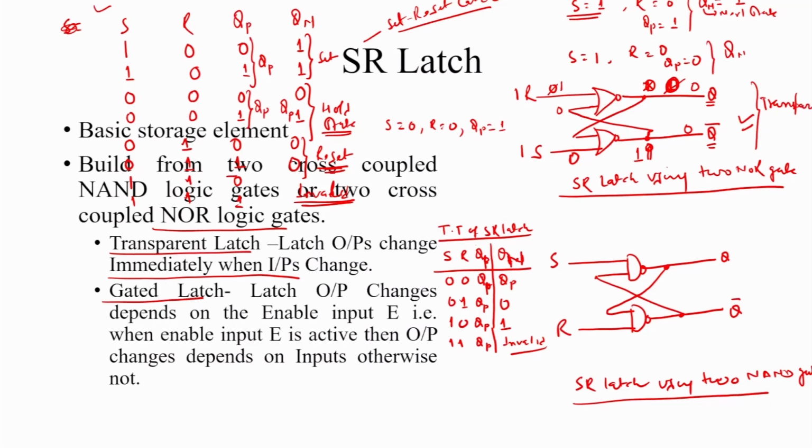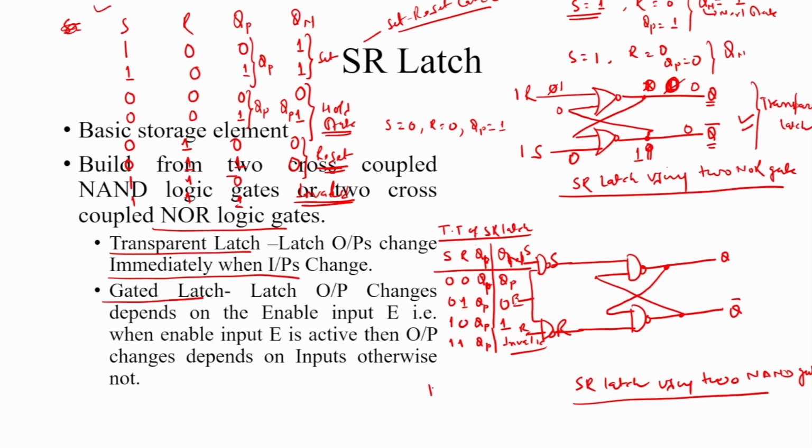This is a transparent latch, meaning output change occurs when anyone incidentally or accidentally changes the value of the R and S inputs. But what happens when we suppose this particular input is taken as an enable input, another input is taken as S, and the second input is taken as R? Let us design it clearly.